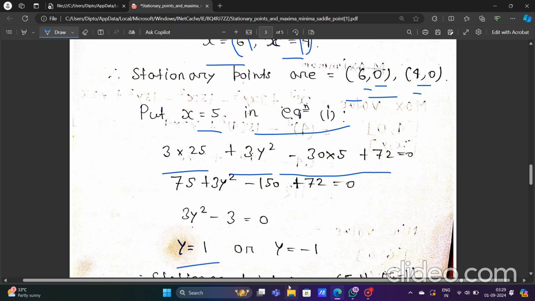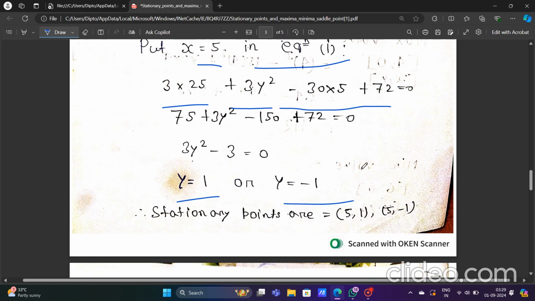One is 1 and another one is minus 1. Basically here y square is coming out to be 1, and as y square is 1, y can be plus 1 and y can be minus 1 also. So what are the two stationary points here? Here the two stationary points are obtained in both of the cases.